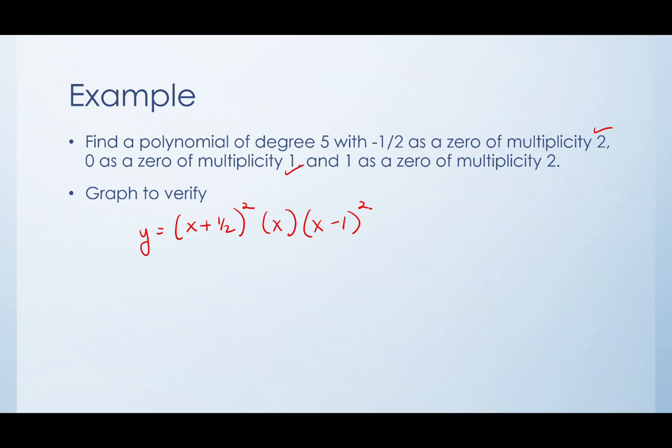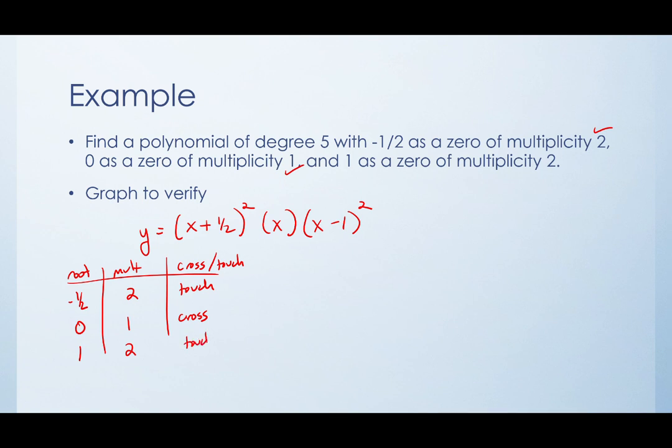All right, so what do we know about what the graph's going to look like? We can do this real quick. We've got our root, we've got our multiplicity, and then we've got the question of, is it going to cross the x-axis or just touch? Right, so we've got our root at negative 1/2, multiplicity 2, even multiplicity, we know it's going to touch. We've got a root of 0, multiplicity 1, we know it's going to cross. And a root of 1, multiplicity 2, we know it's going to touch.